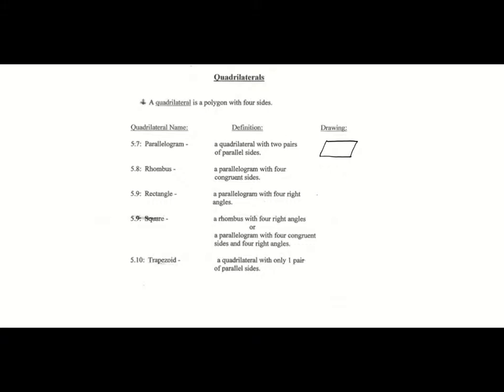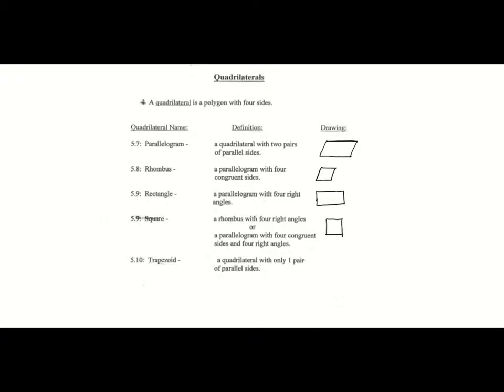Our section 7.8 is a parallelogram with 4 congruent sides. So all 4 sides of that parallelogram are the same. A rectangle is a parallelogram with 4 right angles. A square is a rhombus with 4 right angles, or a parallelogram with 4 congruent sides and 4 right angles.